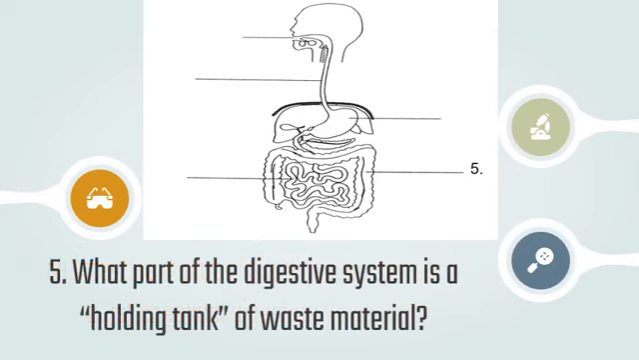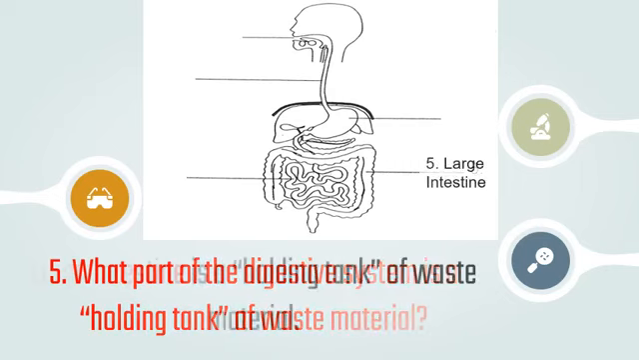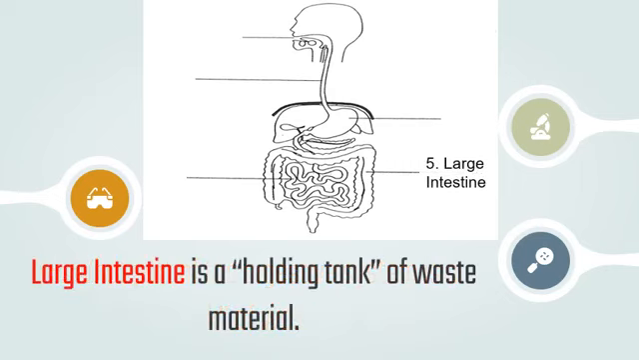Number 5. What part of the digestive system is a holding tank of waste material? Again, what part of the digestive system is a holding tank of waste material? So you look at the picture. The answer is large intestine. Very good. Large intestine is a holding tank of waste material. Let's read. Large intestine is a holding tank of waste material.